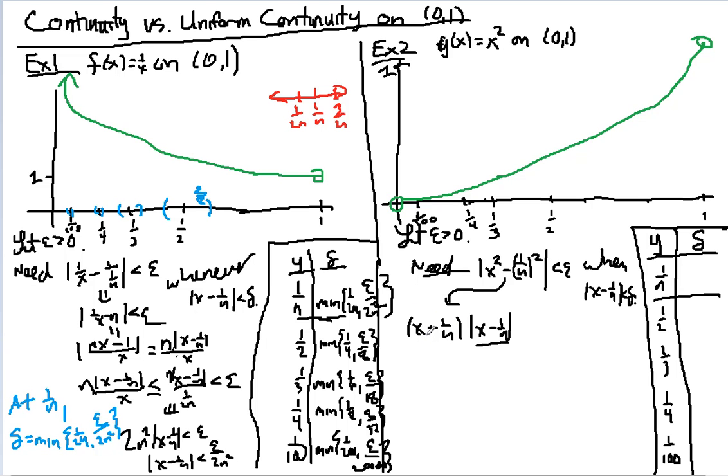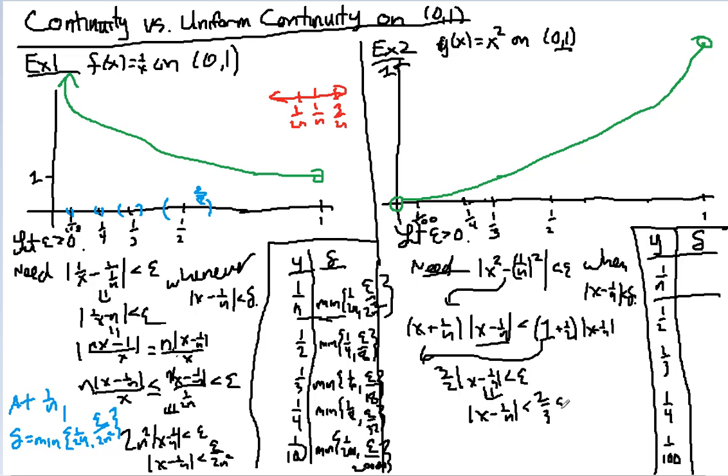Well, the biggest value x could possibly take on the interval is 1. So this is less than, I'm trying to maximize this. The biggest x value could be is 1 because I'm just restricting myself to 0, 1. The biggest 1 over n could be is 1/2. So that gives me 3/2 times x minus 1 over n. And I need this to be less than epsilon. And the way I can do that is I let x minus 1 over n be less than 2/3 epsilon. So notice that this works for any n.